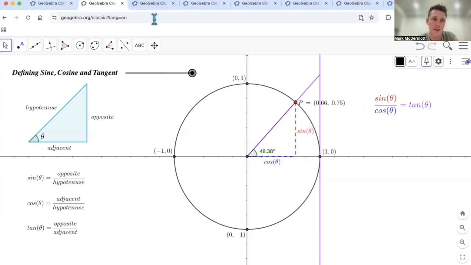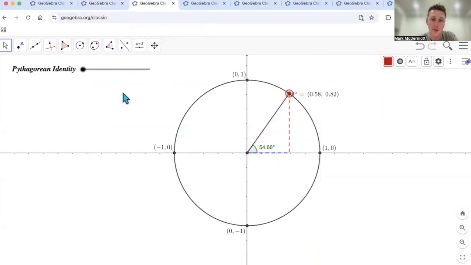With that idea, we're just going to define the Pythagorean identity as well. So the Pythagorean identity, hopefully you're thinking a squared plus b squared equals c squared. And so if we look at our triangle that we've created here, same as before, we know that this is sine of theta now. We know that this is cosine of theta.